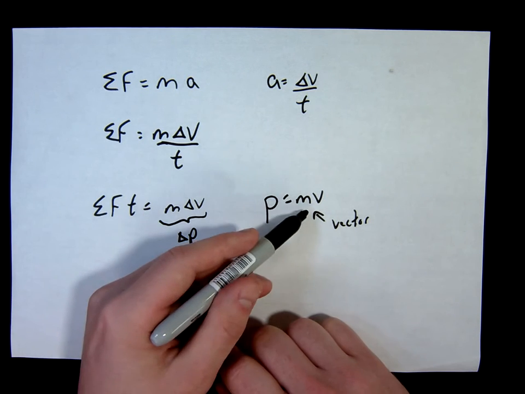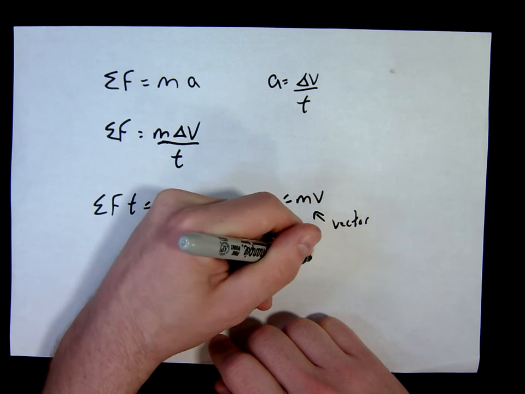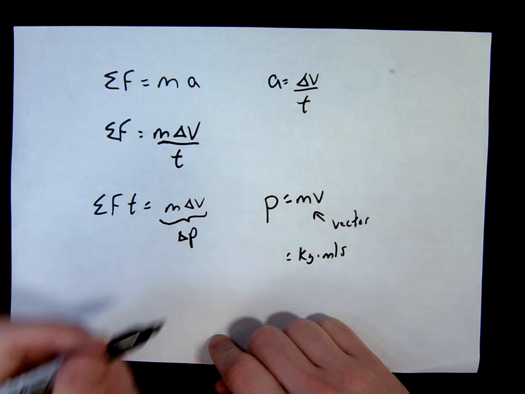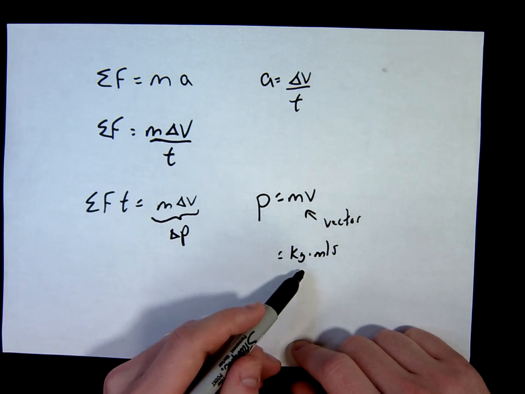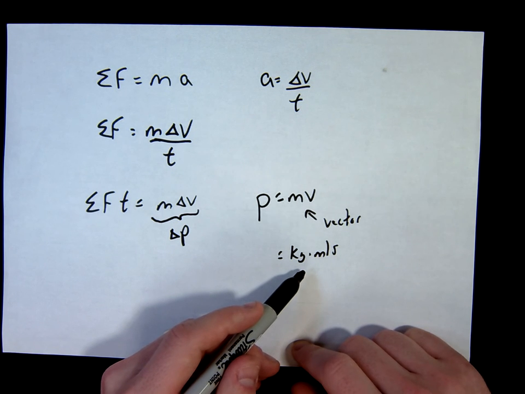What are its units? Well, its units are going to be a kilogram times a meter per second, and unfortunately there has been no derived unit. Actually, that is the unit of momentum. It is simply a kilogram meter per second.